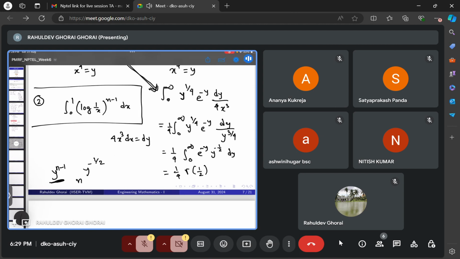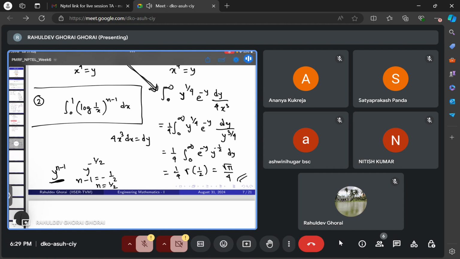So what you do, you just make n minus 1 equal to minus half. So then n has to be half. I mean, half minus 1, e to the power minus y times y to the power half minus 1. So then that is gamma of half. Gamma of half is this one, right? So that implies it will be square root of pi, and gamma of half you have to remember. Then gamma of half over 4. The answer will be this.